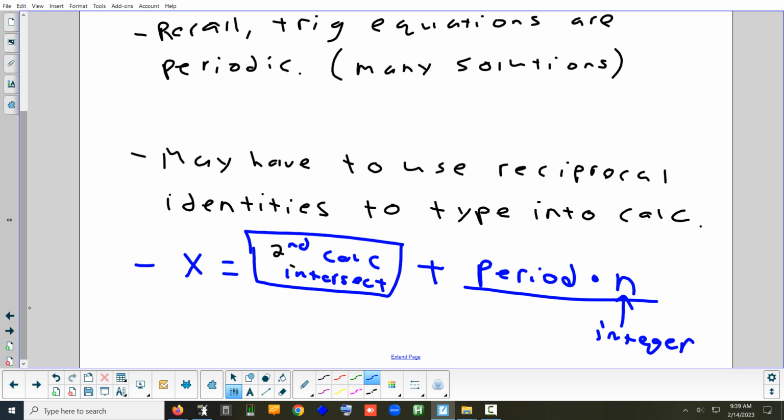So it's very important that you write your answers in this format if they say find all solutions. So you find the intersect and you put plus the period times n. I don't know if we mentioned that before. We might have. Did we talk about that before?